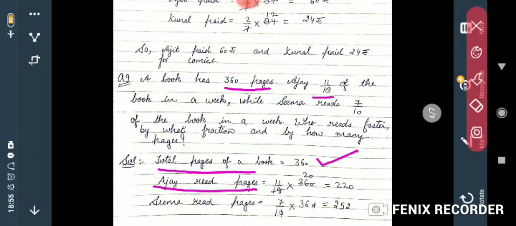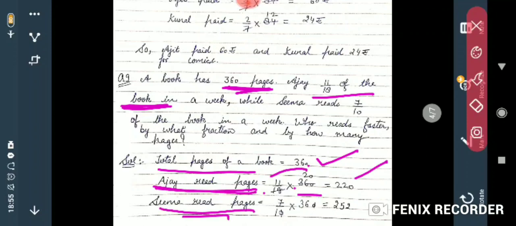So the total pages of the book is given, 360. Now Ajay reads 11 upon 18 of the pages of the book. So 11 upon 18 of means multiply. Book means 360 pages. So 18 into 36 is... 0. So 11 multiplied by 20, you will get 220. So how many pages did Ajay read? 220 pages.